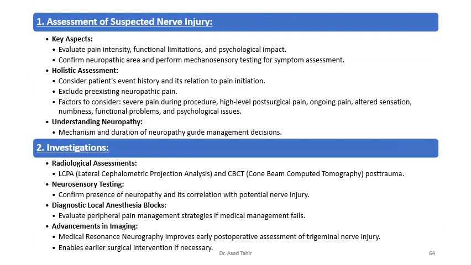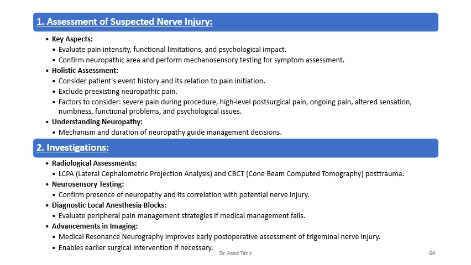Assessment of suspected nerve injury. Key aspects. Evaluate pain intensity, functional limitations, and psychological impact. Confirm neuropathic area and perform mechanosensory testing for symptom assessment. Holistic assessment. Consider patient's event history in relation to pain initiation.